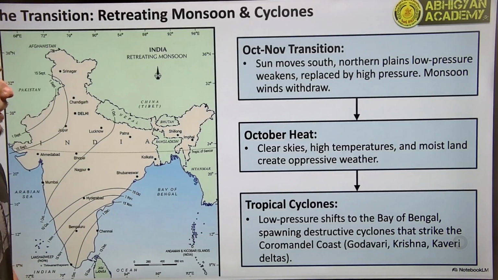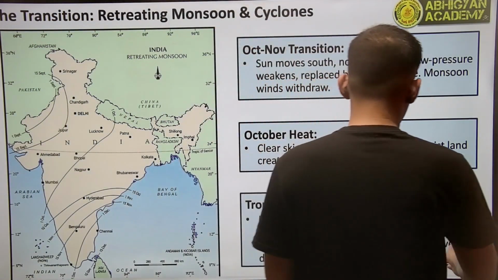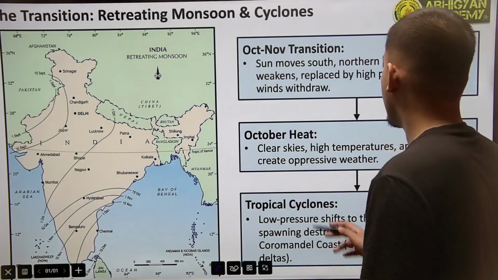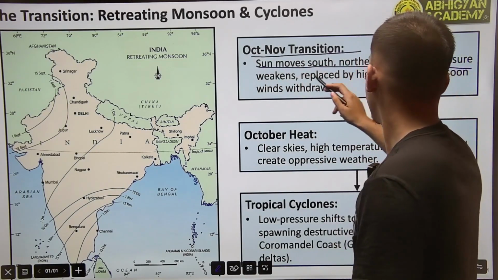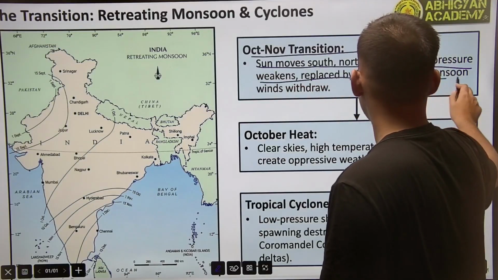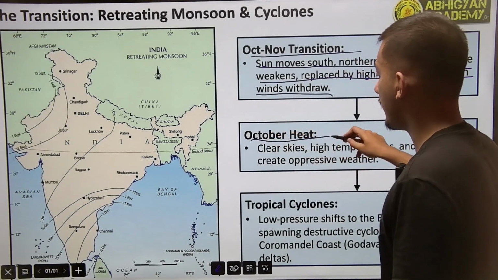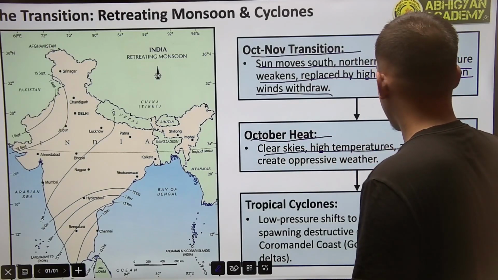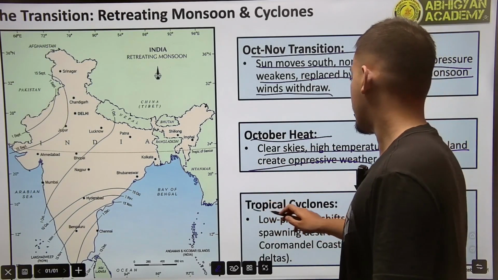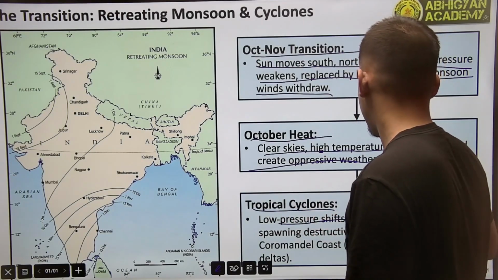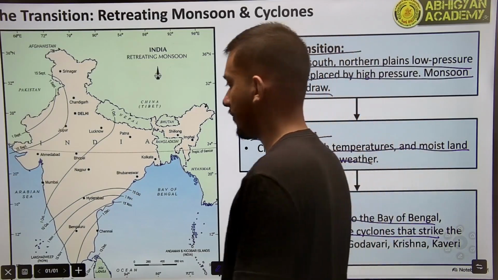Then we have something known as the retreating monsoon. So what is the retreating monsoon? When does it happen? It happens during October to November. The sun moves south, the northern plains low pressure weakens and is replaced by high pressure, and the monsoon winds withdraw. We get October heat: clear skies, high temperatures, and moist land create oppressive weather. Tropical cyclones: low pressure shifts to the Bay of Bengal, spawning destructive cyclones that strike the Coromandel coast.